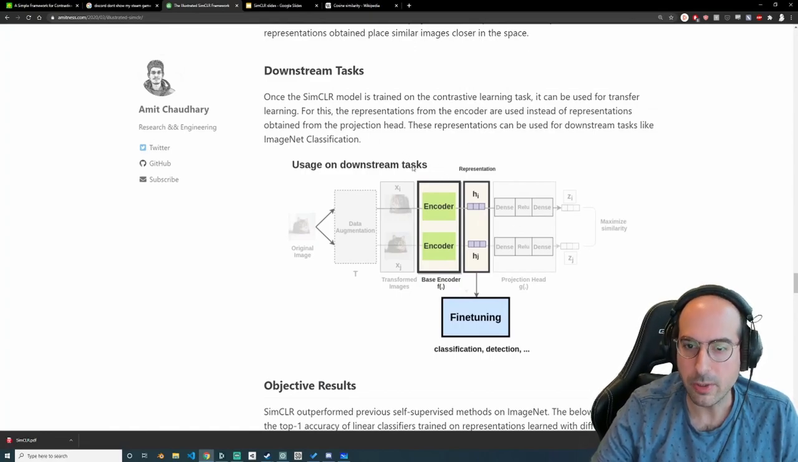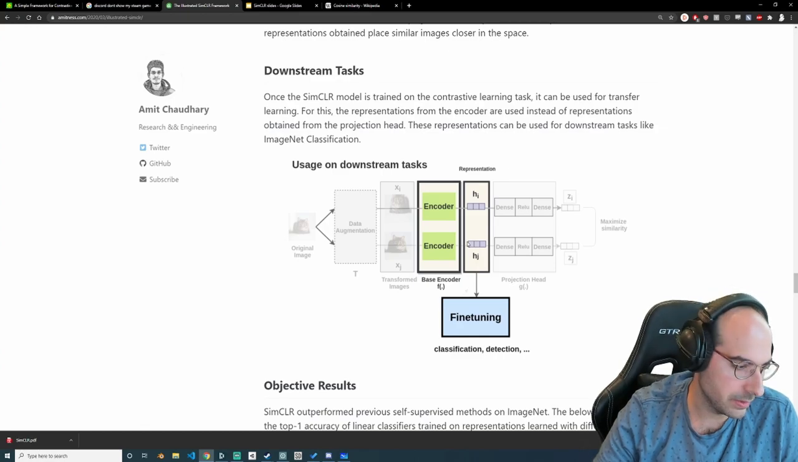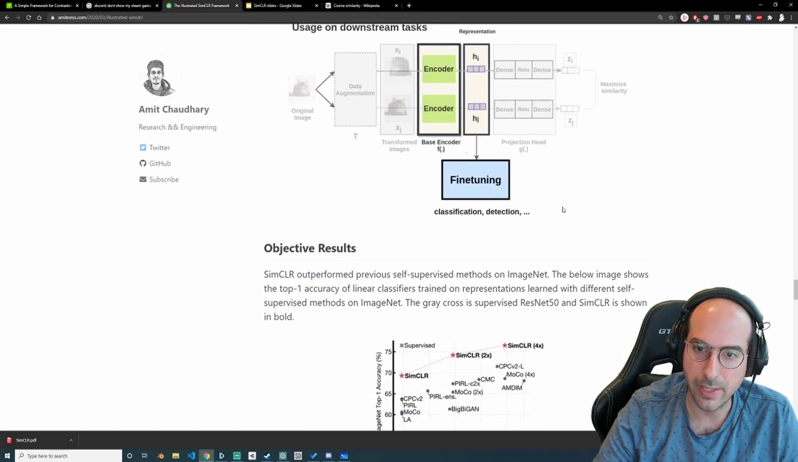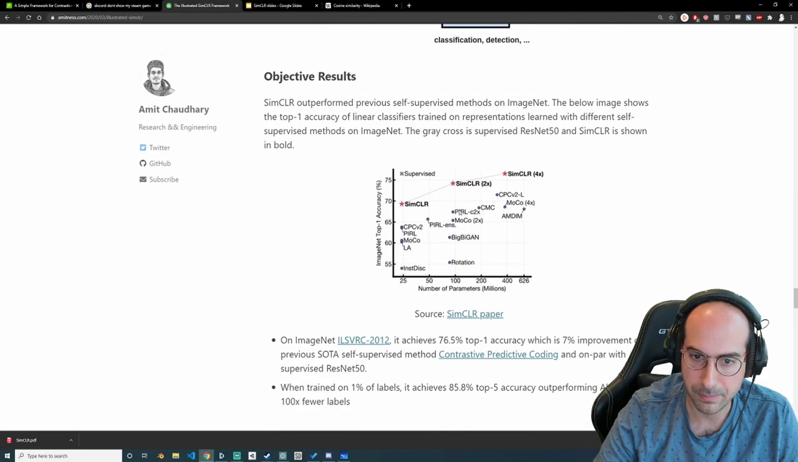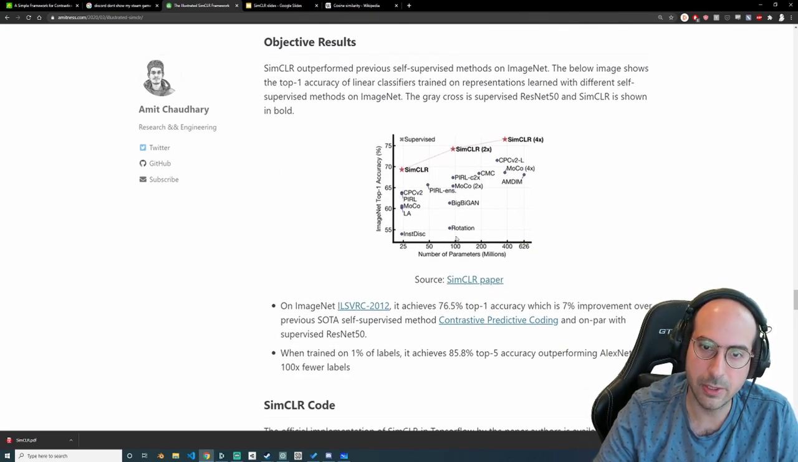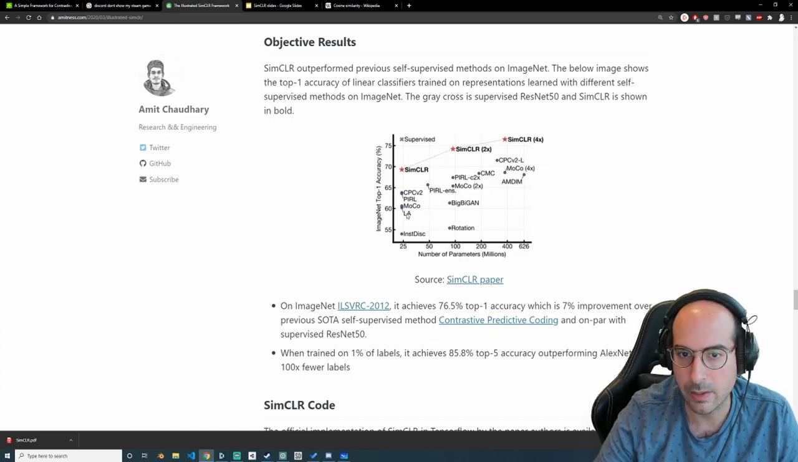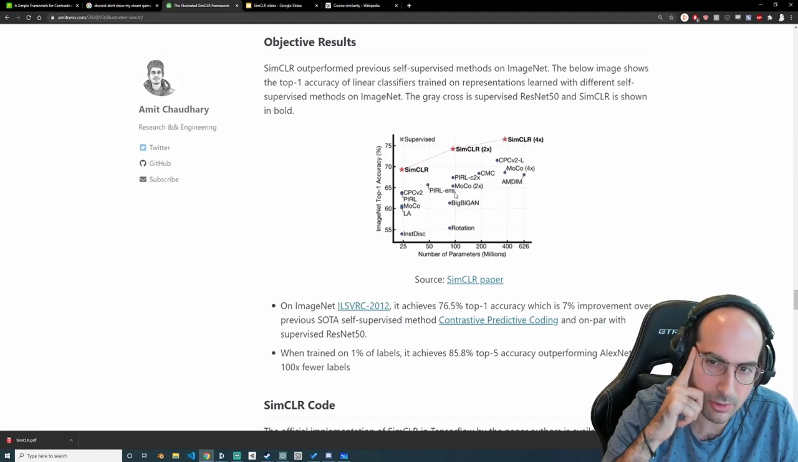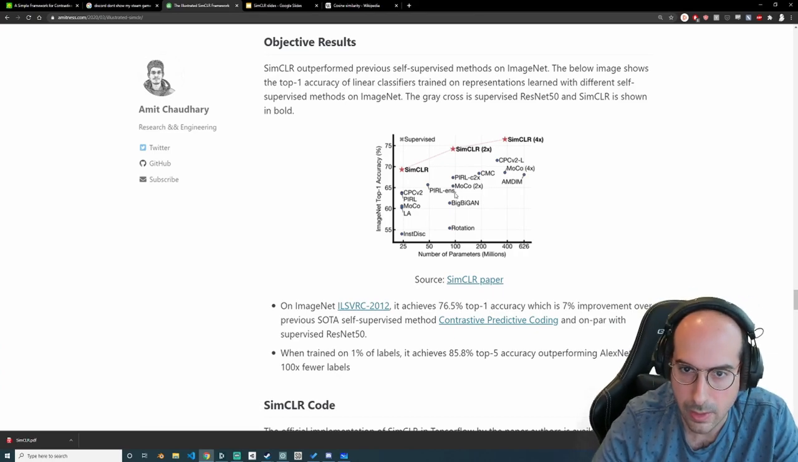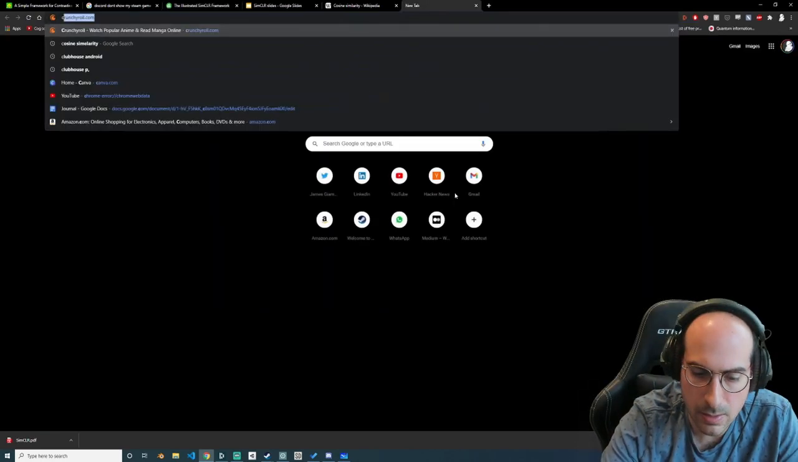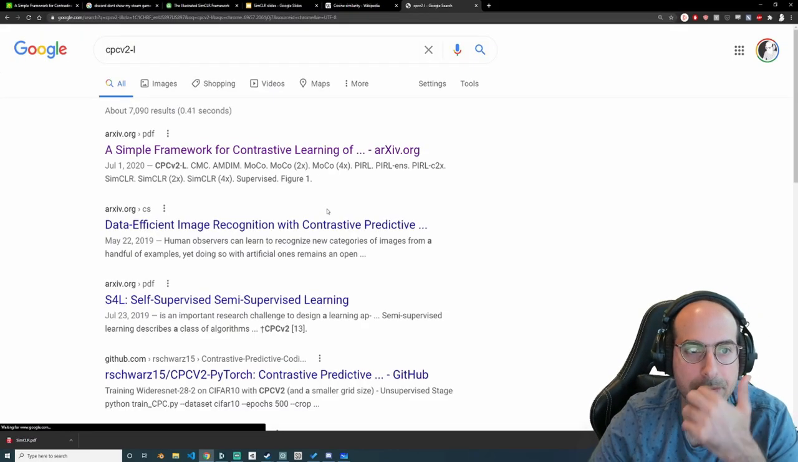So once you have these intermediate representations that you've built for yourself, you can use them to fine-tune on some sort of classification or detection problem. Here, this is a figure from the paper directly. And you'll see that first off, the accuracy is a lot higher relative to the same number of parameters for a bunch of other models. So they definitely did their homework in terms of benchmarking a bunch of other CV models. To be honest, I haven't heard of most of them, but I'm assuming a lot of them are other contrastive methods. Let's see, big CPC, B2L. What is this, for example?